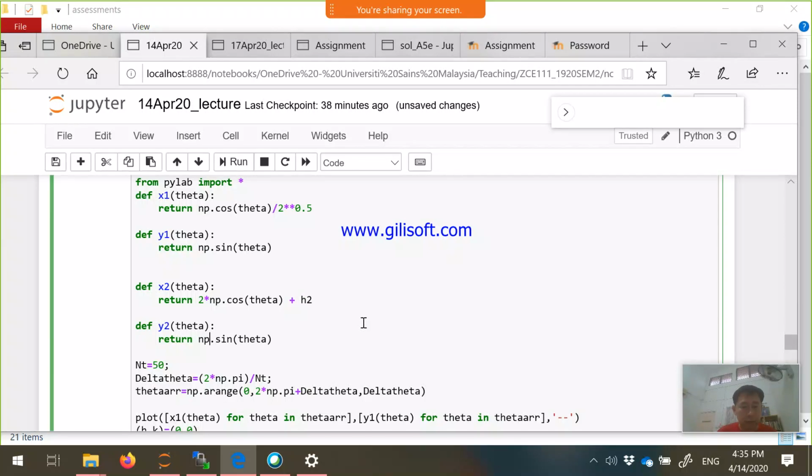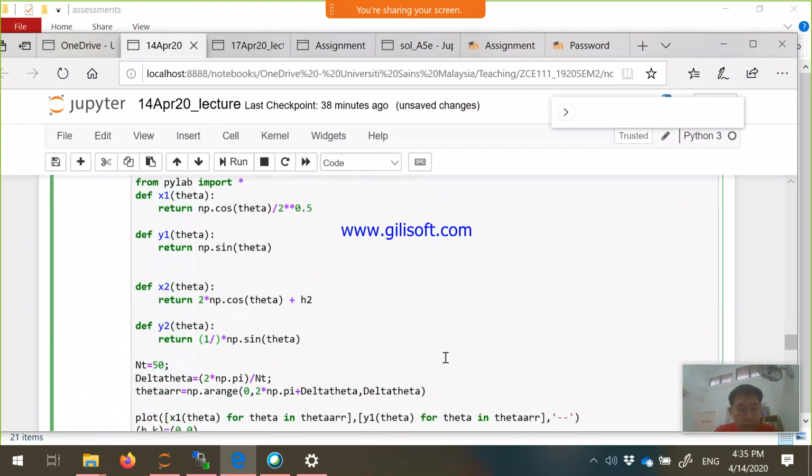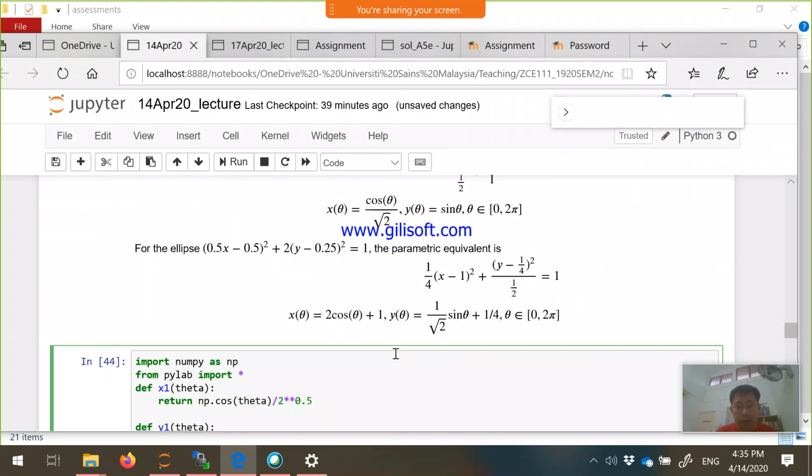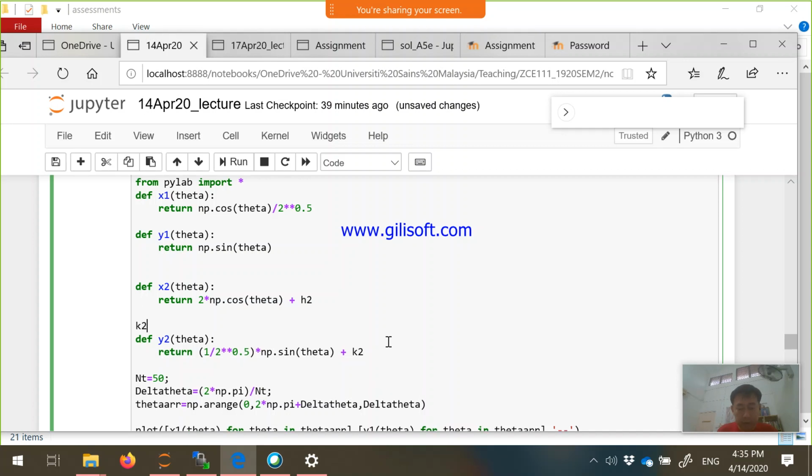Okay, so this has to be multiplied with 1 over square root of 2. 1 over square root of 2 should be like this, as 1 over 2 with a square root of 0.5. So this is square root of 2, so this is 1 over square root of 2. And then plus 1 over 4. Now 1 over 4 is the k2, so I call this k2 to be 1 over 4. And then I'll call this h2 to be 1 only. Right? So this is 1, referring to this number.